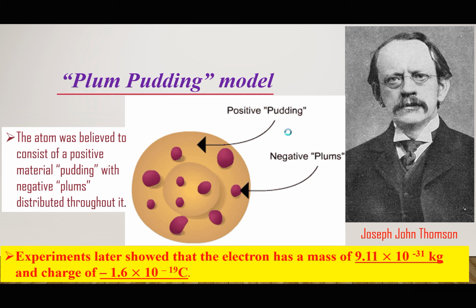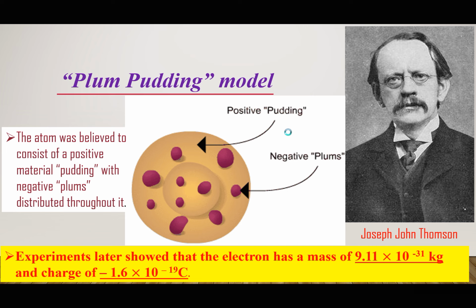So 9.11 times 10 to the power of minus 31 kilograms was later called the rest mass of the electron, and minus 1.6 times 10 to the power of minus 19 coulombs was later called the elementary charge, as we shall see later on.